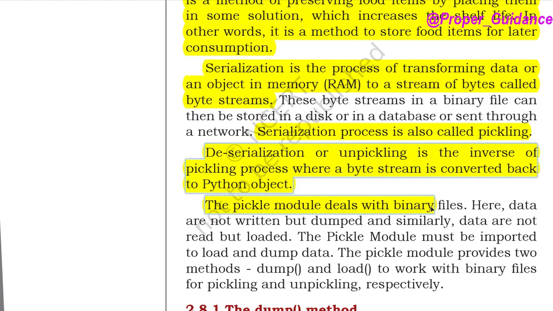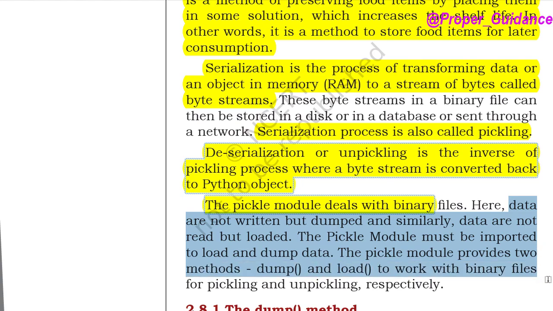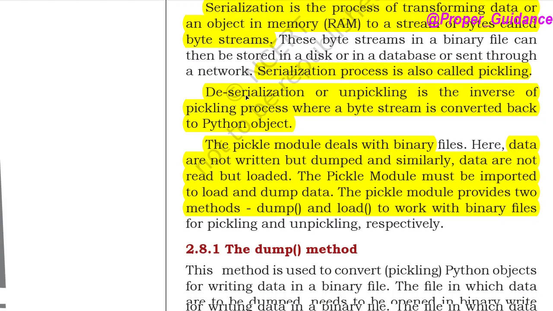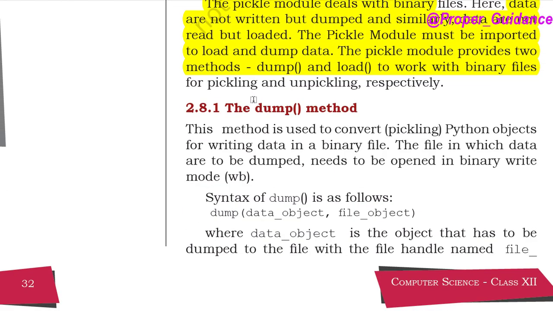The pickle module deals with binary files, where data are not written but dumped, and similarly data are not read but loaded. The pickle module must be imported to load and dump data. The pickle module provides two methods, dump and load, to work with binary files for pickling and unpickling respectively. The dump method, as the name implies, is for dumping of some data. This method is used to pickle Python objects for writing data in a binary file.